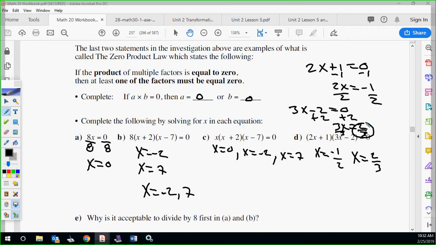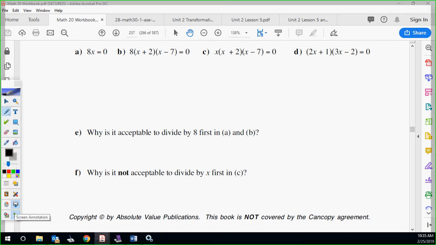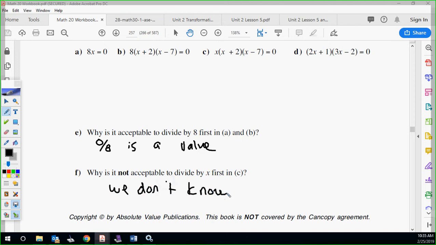Why is it acceptable to divide by 8 in the first one? Well, it's acceptable because you're doing it to both sides. Even though it's 0, nothing happens, but you're doing it to both sides. It says, why is it not acceptable to divide the first by x? You can't divide by something you don't know. Because what's that mean? We don't know what that value is. We know what 0 divided by 8 is. It's 0. So that's what you could write here. Because 0 divided by 8 is a value, and here, why is it not acceptable to divide by x? We don't know what x is.